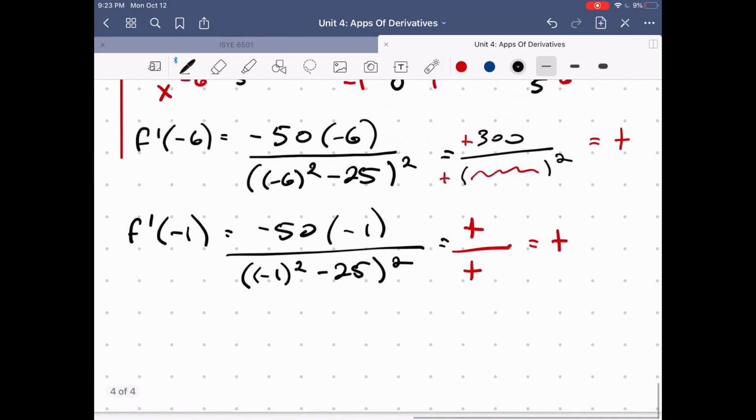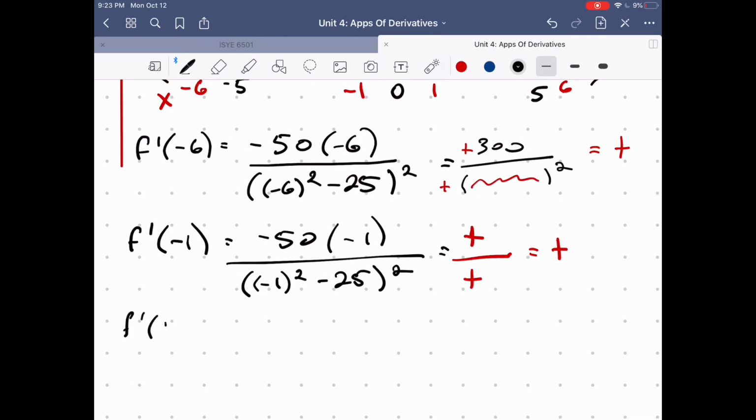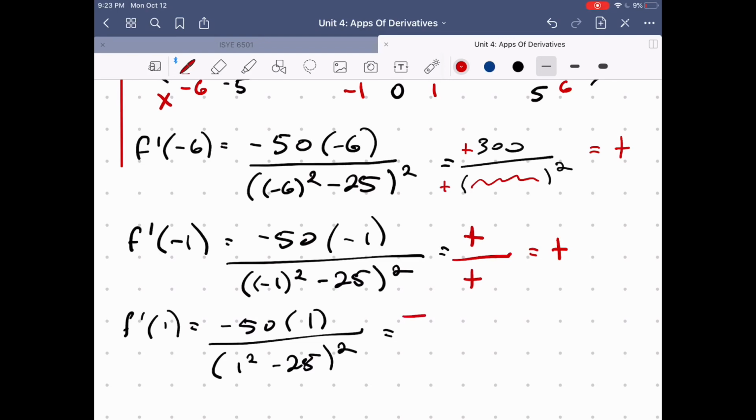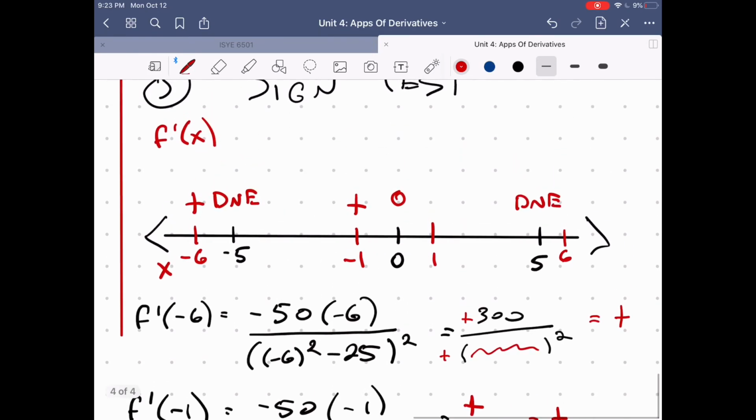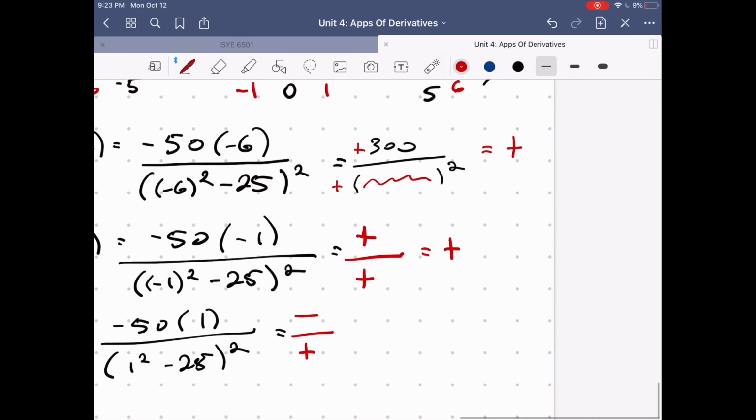Now we can move on to x equals positive 1. F prime of positive 1 would be negative 50 times positive 1 all over that denominator squared. So 1 squared minus 25 quantity squared. So the numerator, negative 50 times 1, that's going to give me a negative 50. So the numerator is negative. The denominator, we know it's going to be positive because everything's being squared in the bottom. So a negative number divided by a positive number is negative. So I'll put a negative sign above the 1.